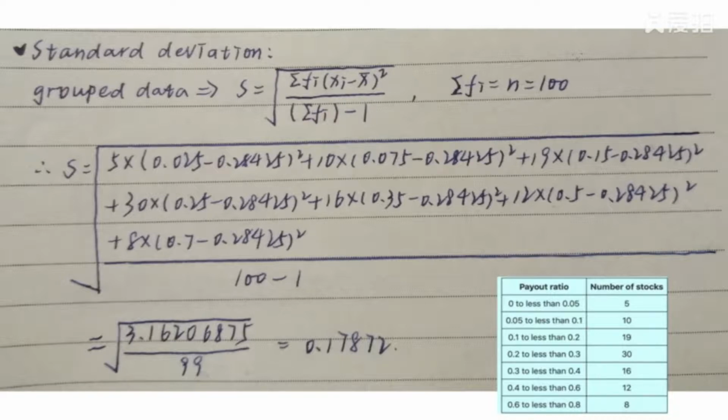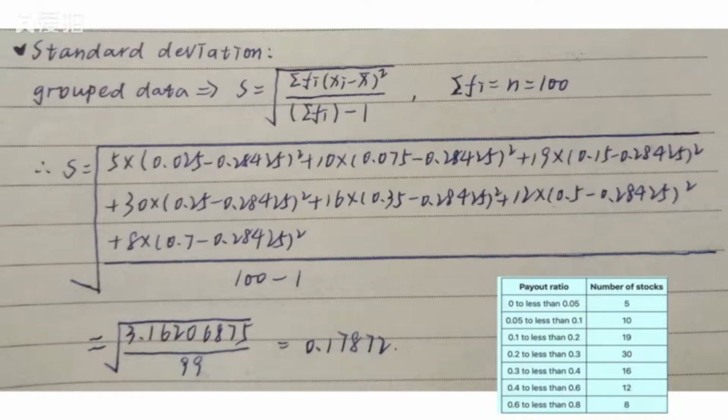Also, let's take the first group as an example. The frequency of the first group is 5. We have 5 multiplied by bracket 0.025, the class mark, minus 0.28425, the mean, bracket squared. And as smart as you are, I think you can figure out the other 6 groups by yourself.